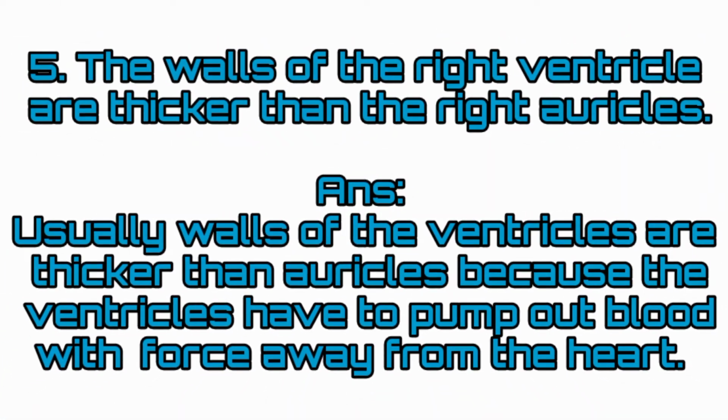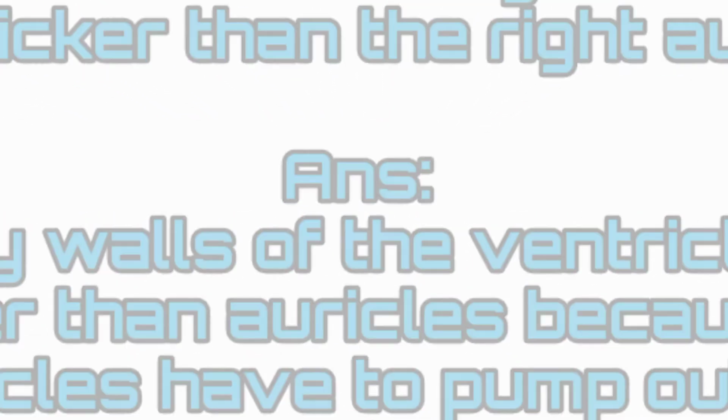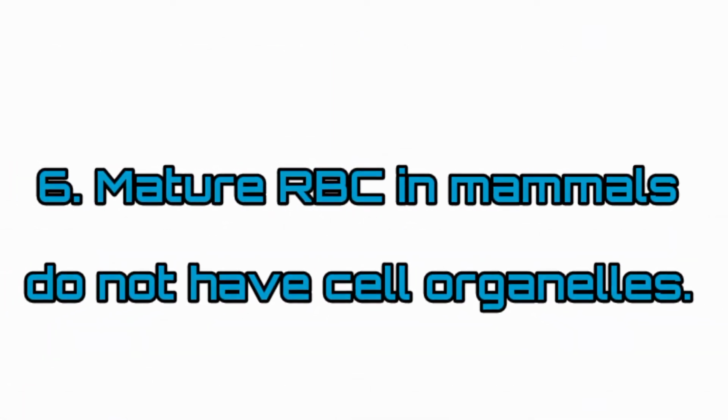Fifth question. The walls of the ventricles are thicker than the auricles. Usually, walls of the ventricles are thicker than auricles because the ventricles have to pump out blood with force away from the heart. Sixth question.